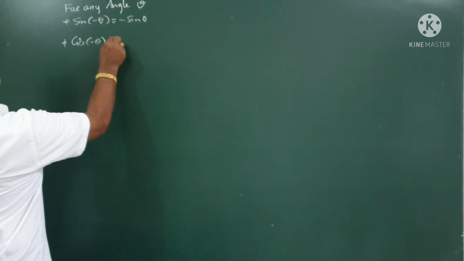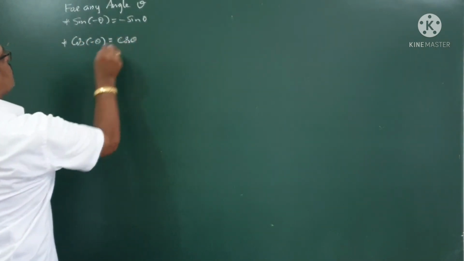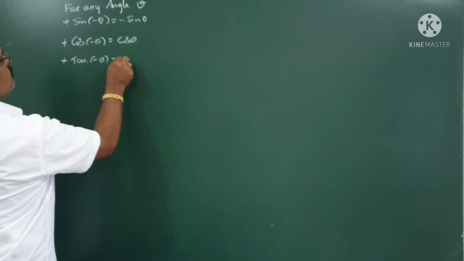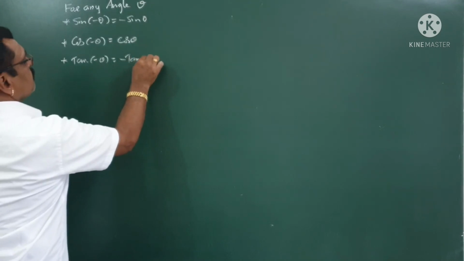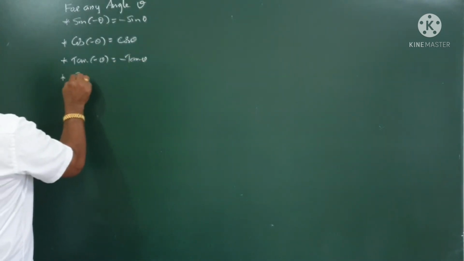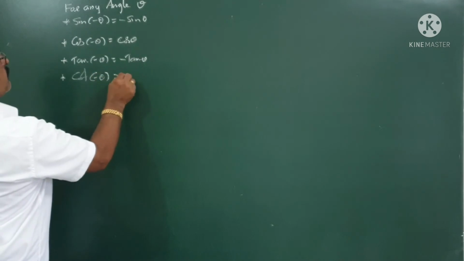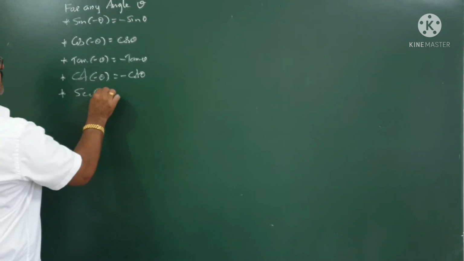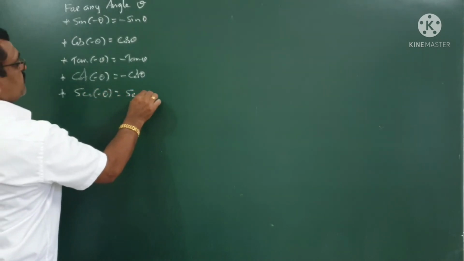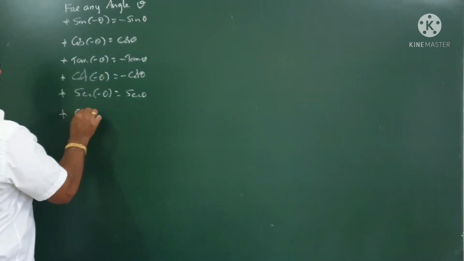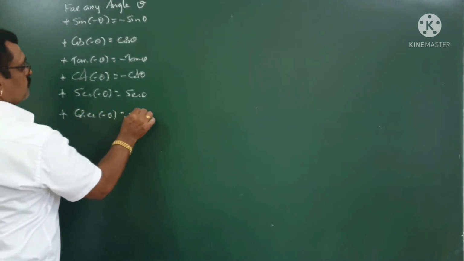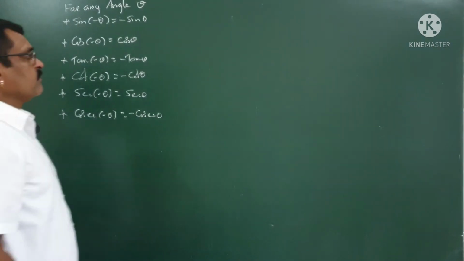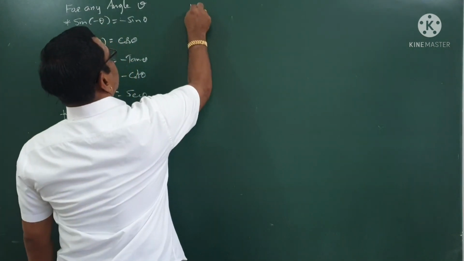Cos of minus theta is equal to plus cos theta. Tan of minus theta is equal to minus tan theta. And cot of minus theta is equal to minus cot theta. Secant of minus theta is equal to plus secant theta. Whereas cosecant of minus theta is equal to minus cosecant theta. Proof is very simple.